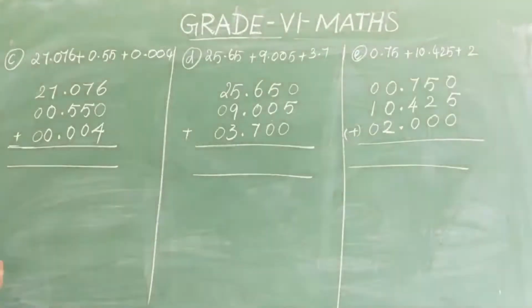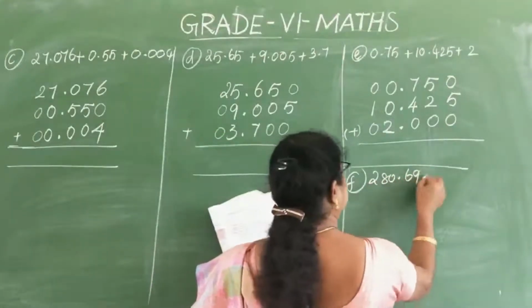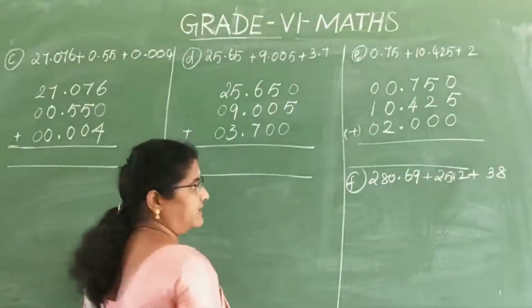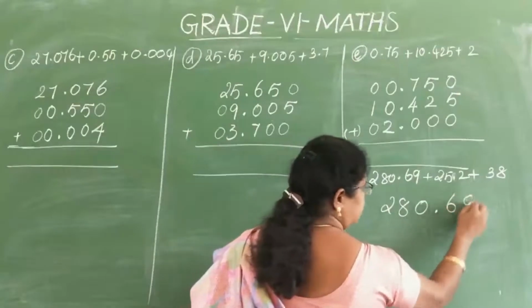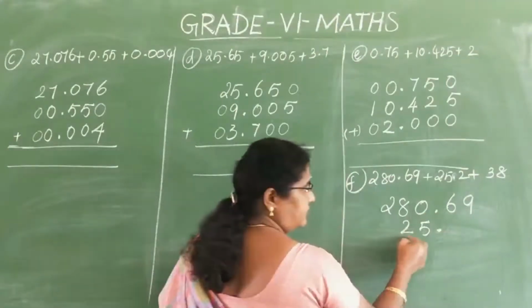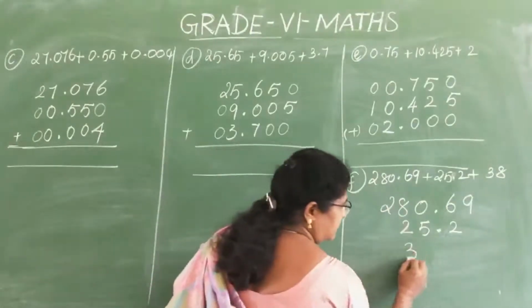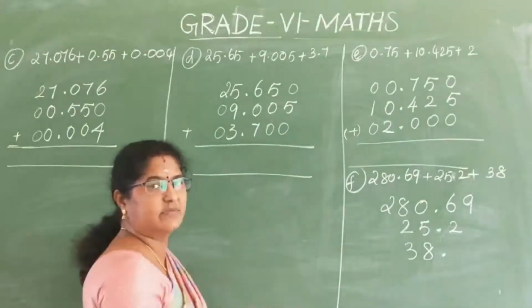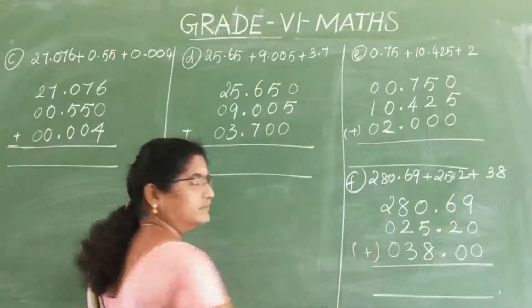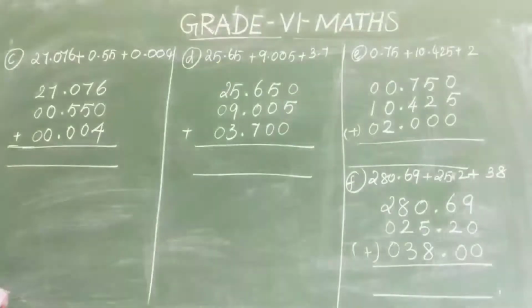Understand? Then the next question is 280.69 plus 25.2 plus 38. Now we arrange this. 280.69. Next number 25.2. Next, 38. 38 is a whole number, so we write it in the whole number part. The decimal part is nothing, so we can put zeros at the ends. Now we can add. Arrange these numbers properly and then do your addition. Get your answer.